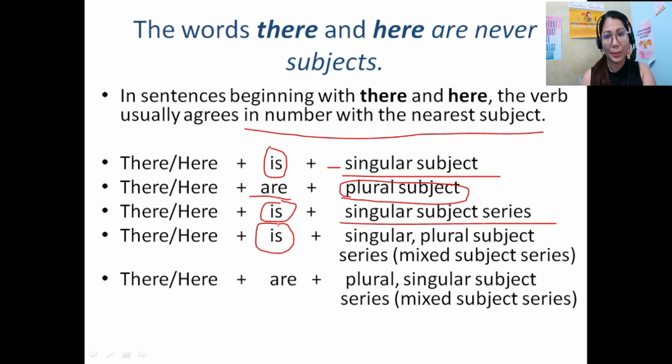I will explain further in the next slide. So now here we have there, here, are. In this kind of mixed subject series, plural comes first and then singular or plural. If it begins with plural, we have to use the verb are. Unlike in the other mixed subject series, if it begins with singular, then we have to use a singular verb.